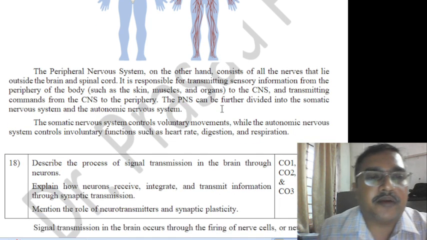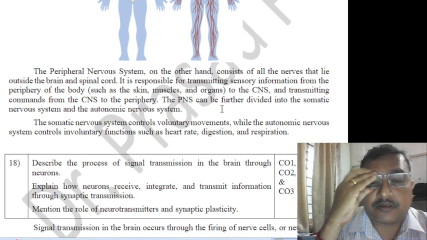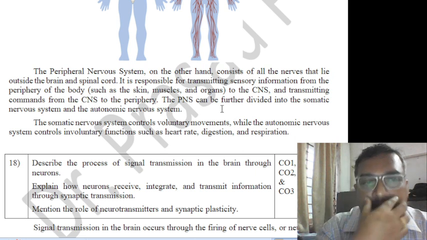Now, the peripheral nervous system, on the other hand, consists of the nerves that lie outside the brain and spinal cord.